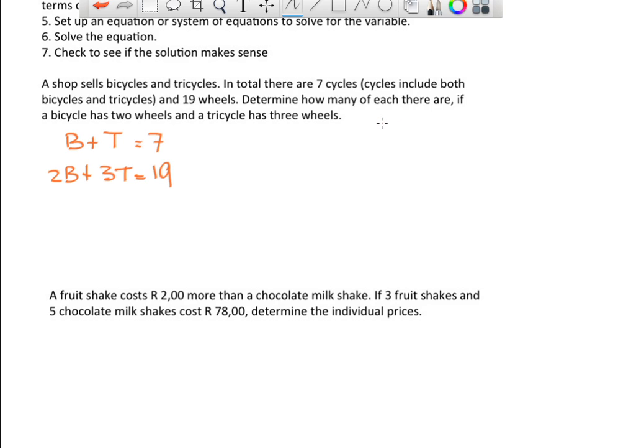Another thing that you can do is you can just say, well, 19 wheels, 7 cycles altogether, I can just try some combinations. So for example, if there are 3 tricycles, 3 times 3, that leaves you with 9. So then I have 10 wheels left, and 10 divided by 2 would be 5, so 5 bicycles, so that means that there are 8 total. So, that didn't work. So, try another guess.